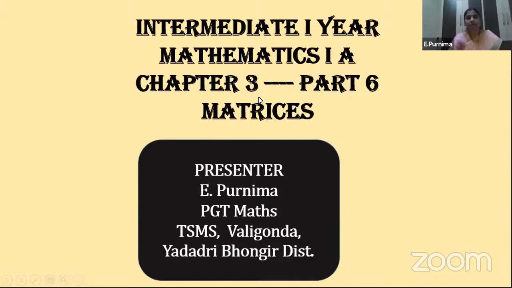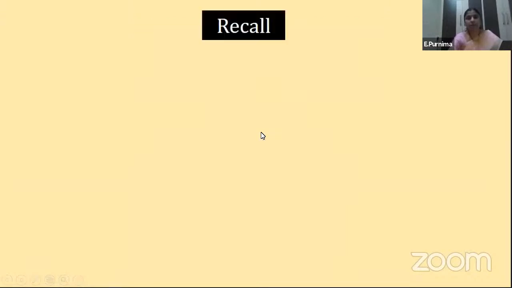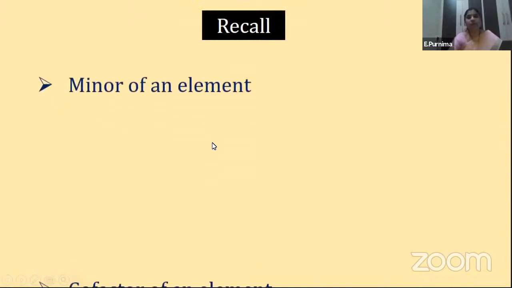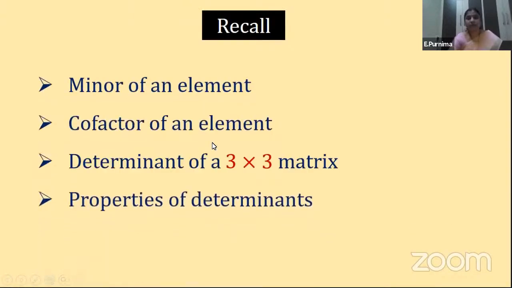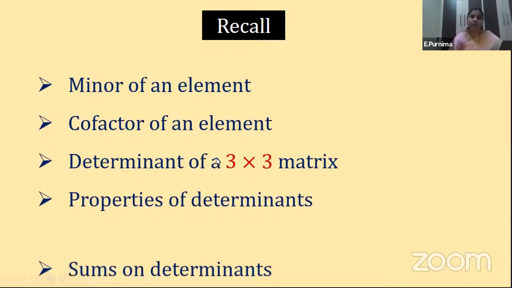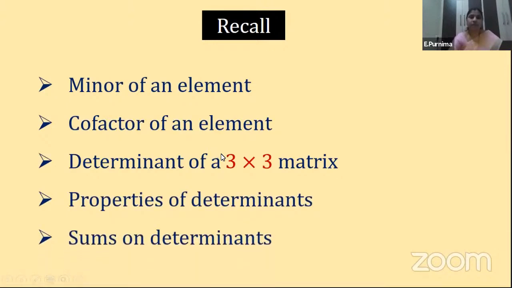Children, in the last session, the fifth part of our matrices session, we have been seeing about minor of an element, cofactor of an element, determinant. We have seen how to find the determinant of a 3 by 3 matrix, few properties of determinants, and a few sums on the determinants. Okay, so let us recollect it fast. What are these terms you have seen in the last session?